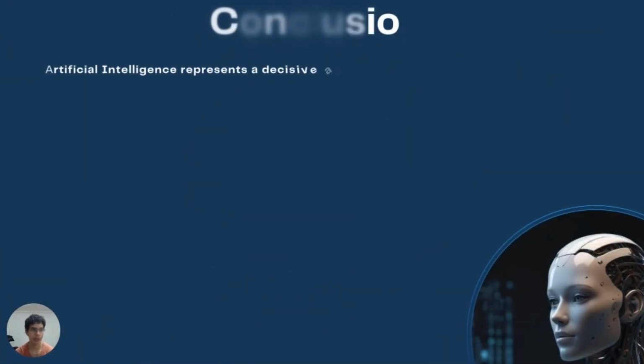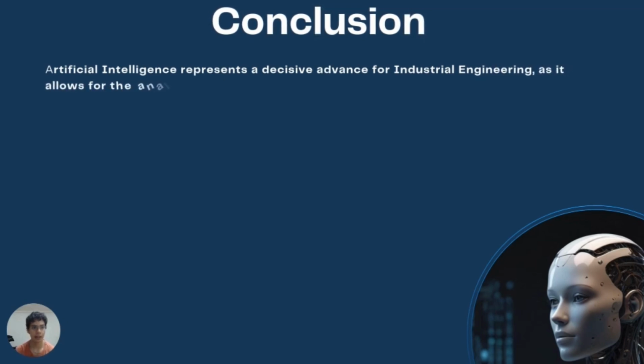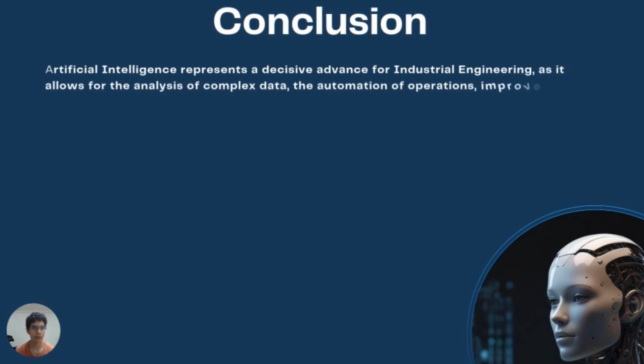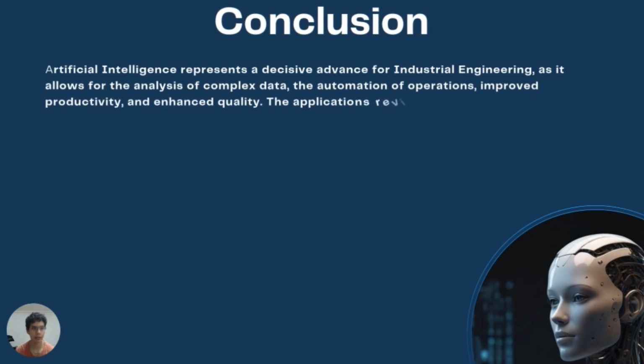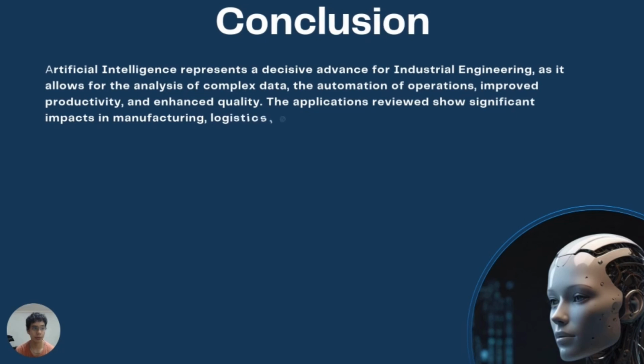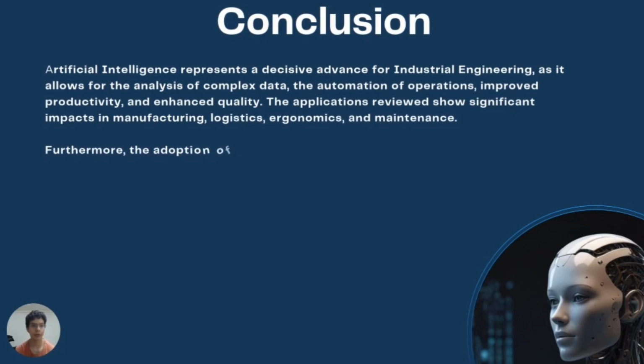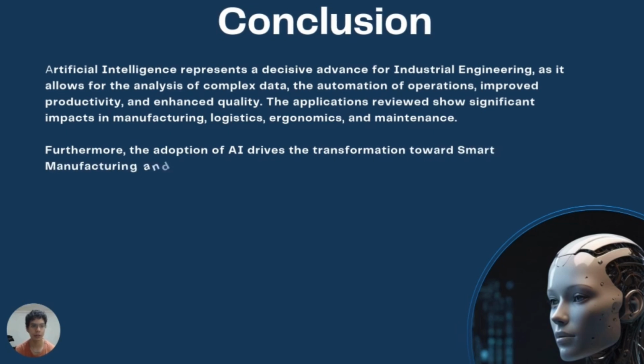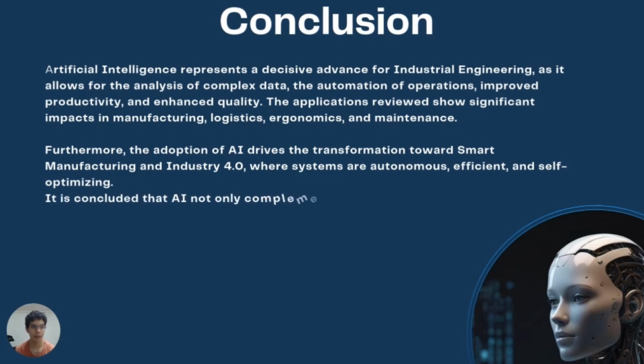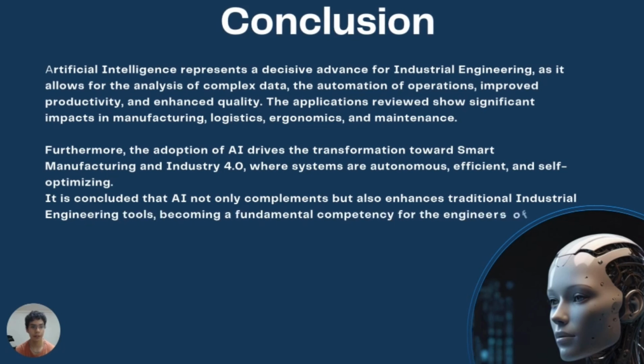And finally, the conclusion is that artificial intelligence represents a decisive advance for industrial engineering as it allows for the analysis of complex data, the automation of operations, improved productivity, and excellent quality. The application review shows significant impacts in manufacturing, logistics, ergonomics, and maintenance. Furthermore, the adoption of AI drives the transformation towards smart manufacturing and Industry 4.0, where systems are autonomous, efficient, and self-optimizing. It is concluded that AI not only complements but also enhances traditional industrial engineering tools, becoming a fundamental competency for the engineer of the future.